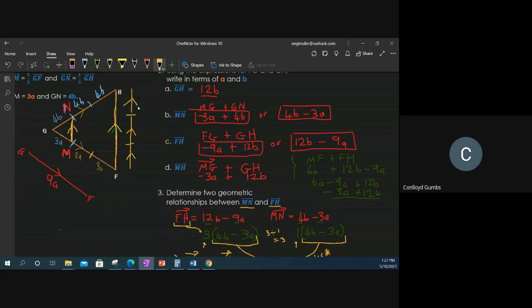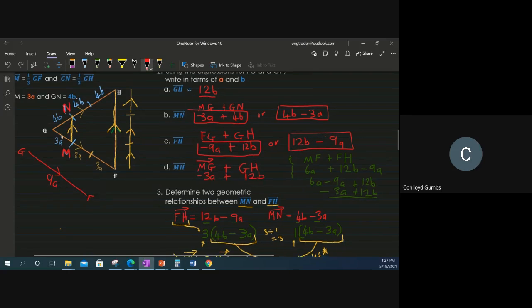So if you look at that, this here represents MN. It takes 3 MNs to make the FH. And they are still parallel to each other. Look how we're going in the same direction but never touching. So they are parallel to each other. This here is the one with a triangle.